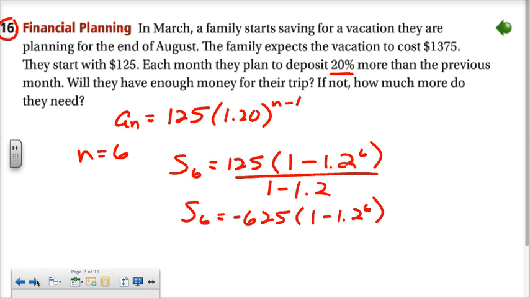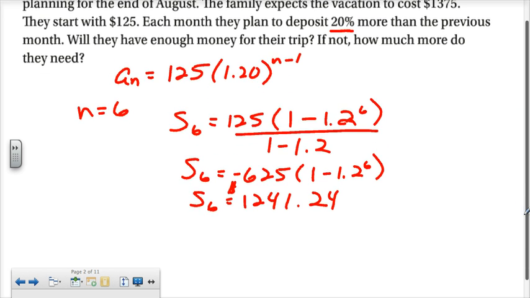So let's see what we get. 1 minus 1.2 to the 6th power, and that times negative 625. $1,241.24 is what they will have after the 6 months. Well, they needed $1,375, so the answer to the question is no, they don't have enough money for their trip, and they want to know, if not, how much more do they need?